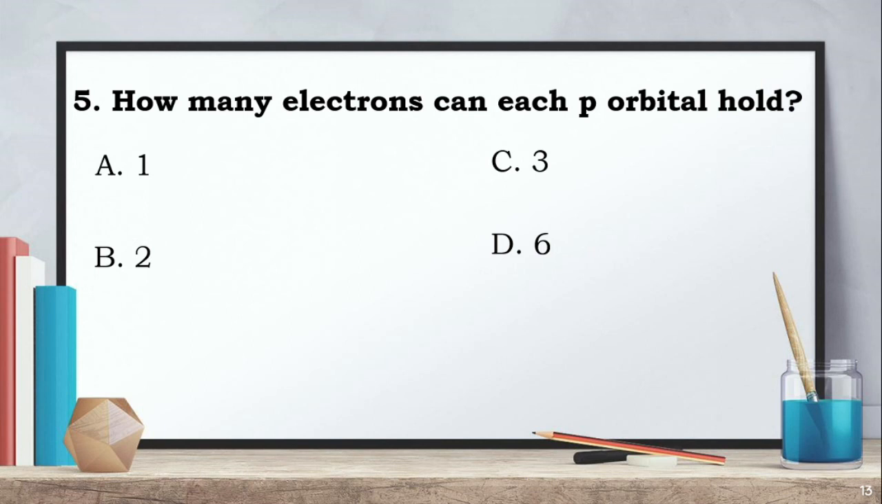Number 5. How many electrons can each p orbital hold? Letter A, 1. Letter B, 2. Letter C, 3. And letter D, 6.